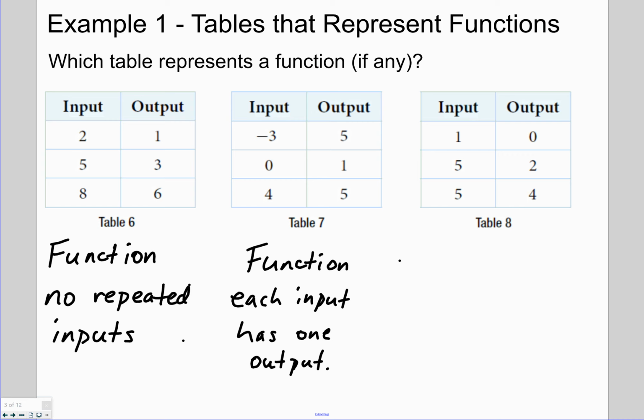Let's go to table 8, the last table. Galileo, table 8, what do you think? No. So what am I going to write if it's not a function? Relation. Now, how did you know it's not a function? Exactly. It's the same input, but you'll notice the same input has two different outputs. That means it is not a function. So we have input of 5. Input of 5 has two outputs.